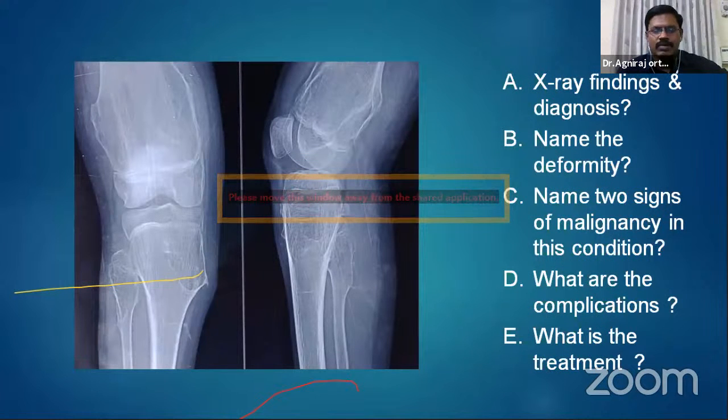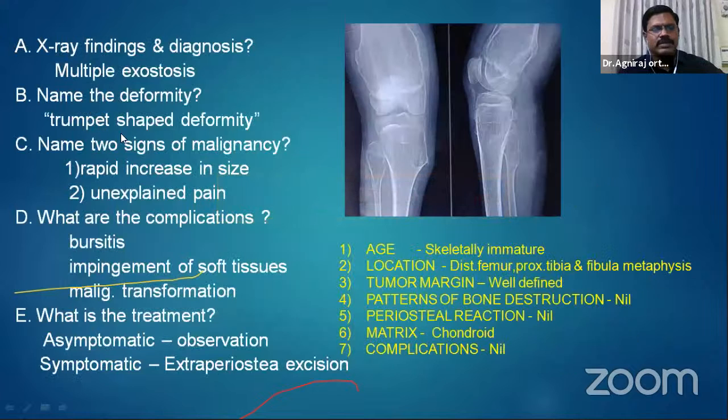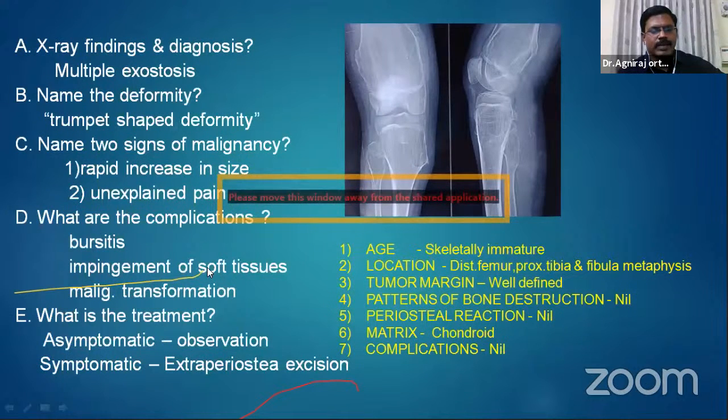Right. Okay, sir. So it is multiple exostosis, trumpet-shaped deformity, rapid increase in size, unexplained pain, complications: bursitis, impingement of soft tissues, malignant transformation. Yes, what type of malignancy will you get? Gautam, you answer this one. What type of malignant transformation do you get in osteochondroma?